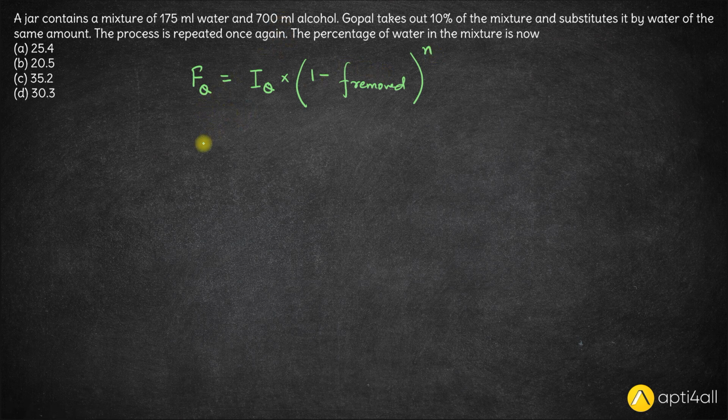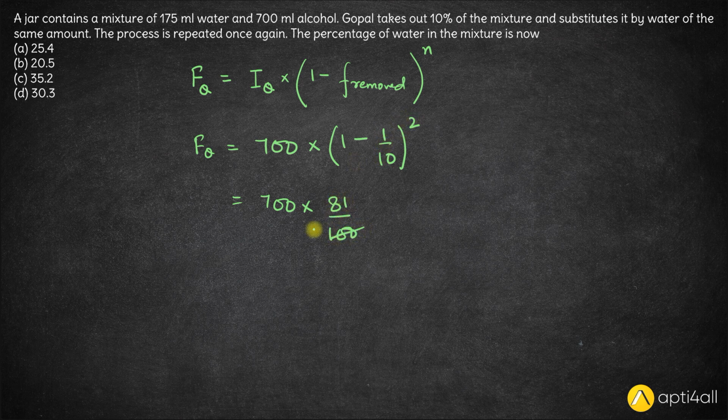raised to the power number of times it is being removed, right? So the final quantity of alcohol will be the initial quantity of alcohol, which is 700 into 1 minus, what is the fraction that is being removed? 10%. 10% is effectively 1/10 and it is being removed twice. So this becomes 700 into (10 minus 1) is 9 by 10 squared. So 9 squared is 81, 10 squared is 100. So this becomes 7 times 81, which is 567 ml. So the final quantity of alcohol is 567 ml.